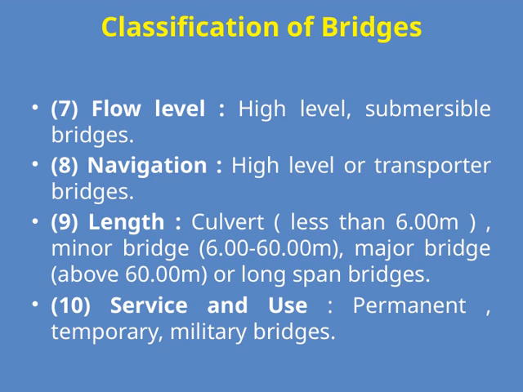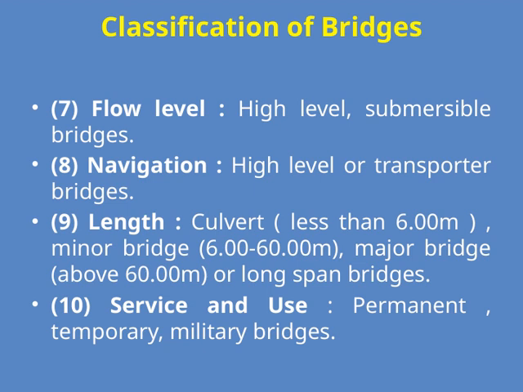When it comes to the length of the bridge, we have several categories. Culverts are shorter, usually less than 6 meters long. Minor bridges range from 6 to 60 meters, serving smaller crossing points. Major bridges are those exceeding 60 meters, and long span bridges are designed for very wide crossings, often over large bodies of water. Finally, the purpose and use of the bridge also help classify them.